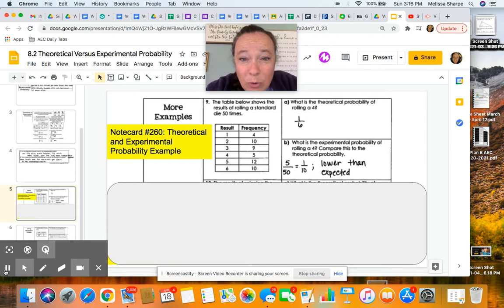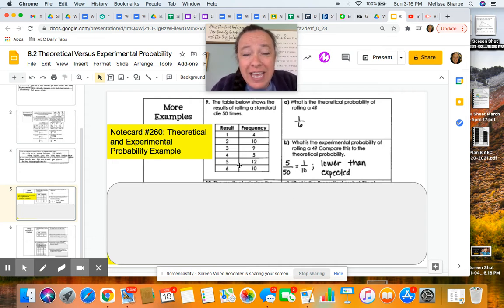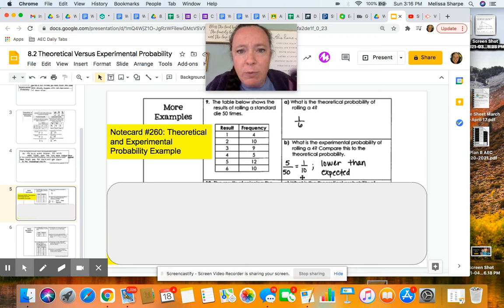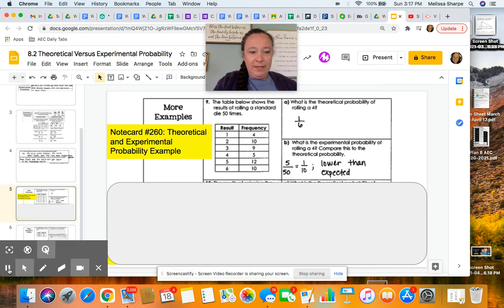1/6 as a decimal is 0.1666666, and 1/10 as a decimal is 0.1. So this is actually lower. I'm sorry, the experimental probability is actually lower than the theoretical probability.